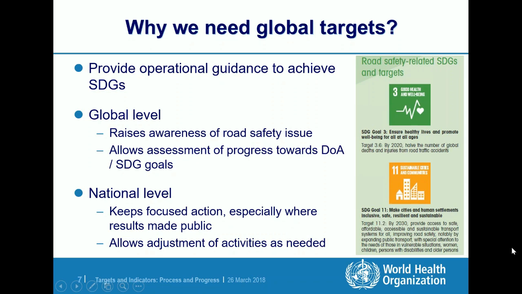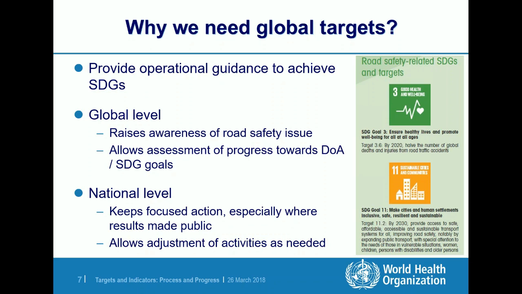And the second is SDG target 11.2, which calls for greater access to safe, affordable, and accessible sustainable transport systems for all. What's important about this is that they provide a broader goal that countries need to work towards. What they don't specify are the specific actions that need to be put into place or implemented in order to achieve an overall reduction in deaths and injuries.